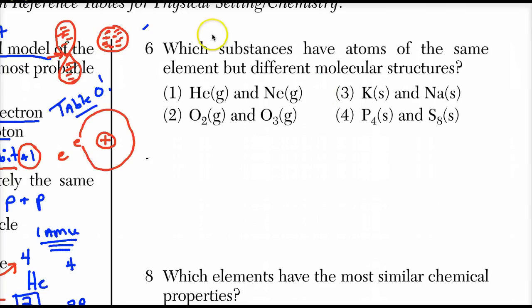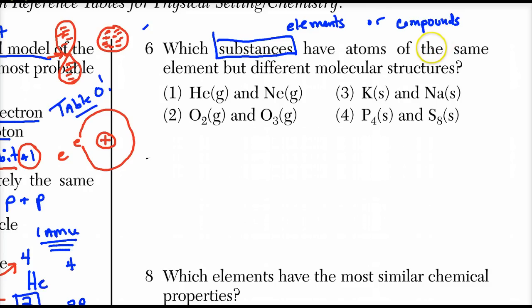Number 6, which substances? You should know substances are homogeneous: elements, which you now know are just the same number of protons, or compounds, which are made up of two or more different elements bonded in a distinct ratio, which we call a molecule. So we're looking for substances that have atoms of the same element but different molecular structures. Well, this is kind of silly because choice 1 has two different elements. So does choice 3, and so does choice 4, so it can only be choice 2. I'm not really sure what they were after in this question.